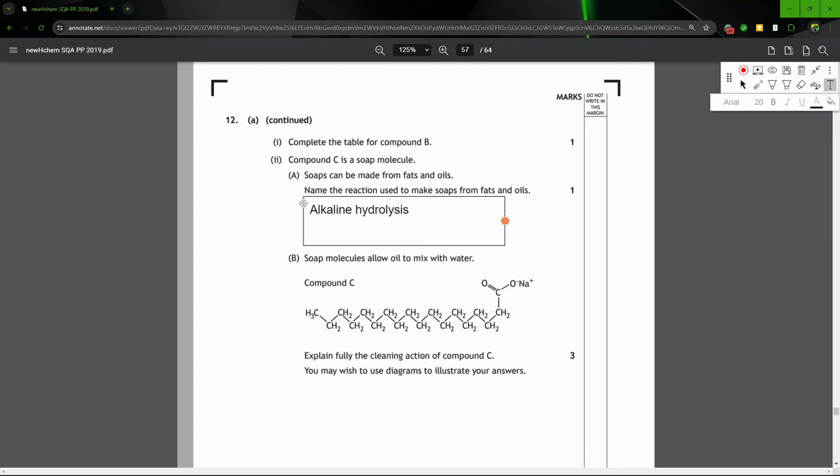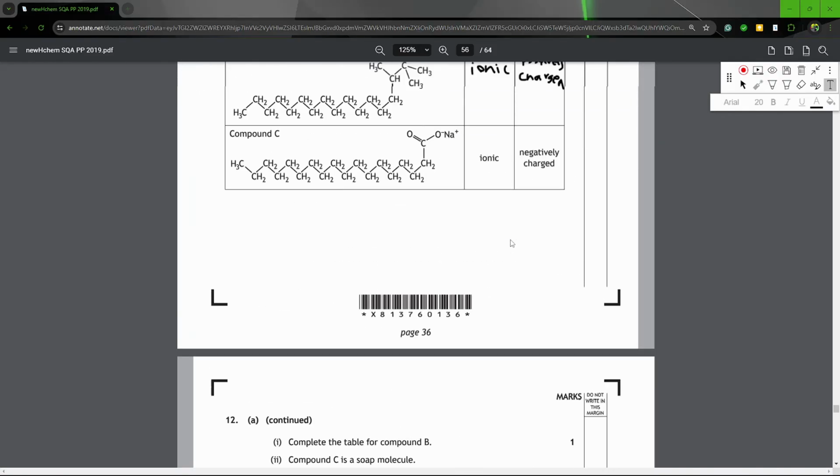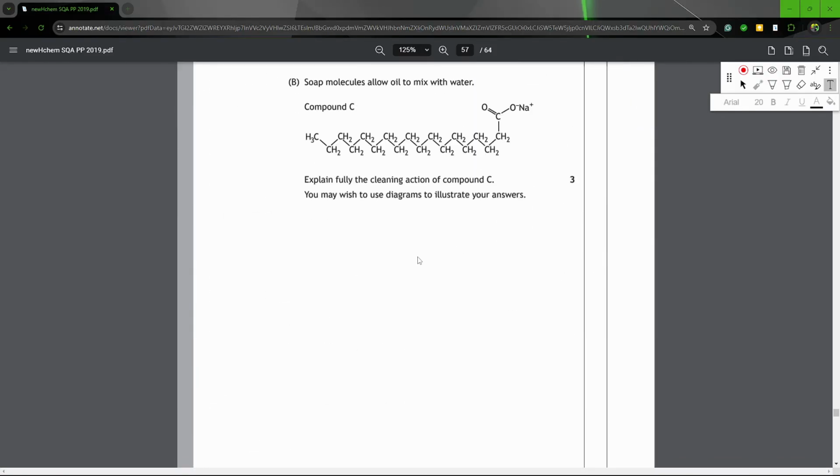Sorry. During the hydrolysis, the alkaline would neutralize the carboxylic acid, the fatty acid, you get when you hydrolyze a fat or oil, which would leave you with a salt, which would be a soap. Fun fact here, maybe you can share that at the dinner table. So, soap molecules allow oil to mix with water. Explain fully the cleaning action of compound C, which is this thing down here.